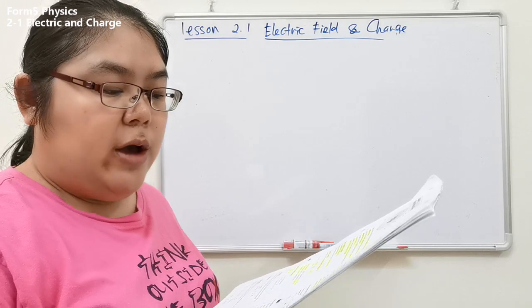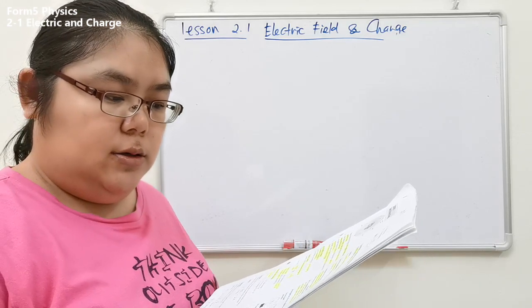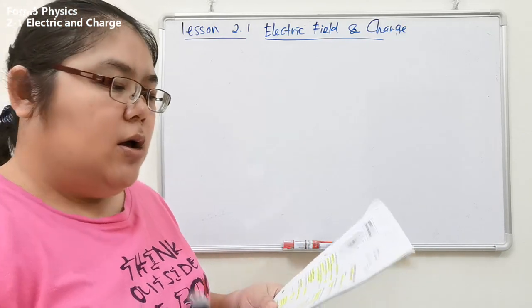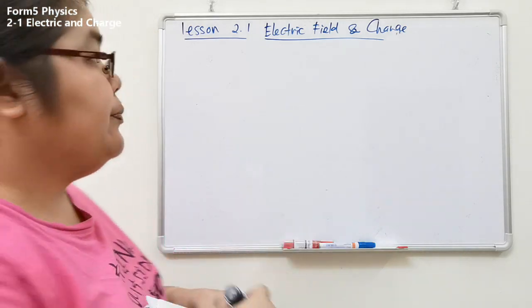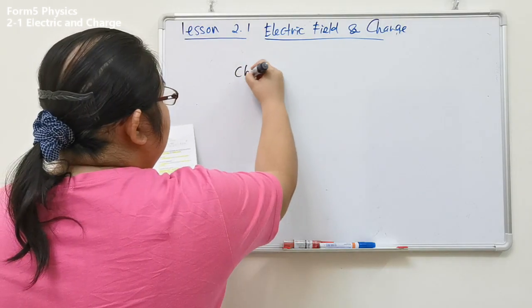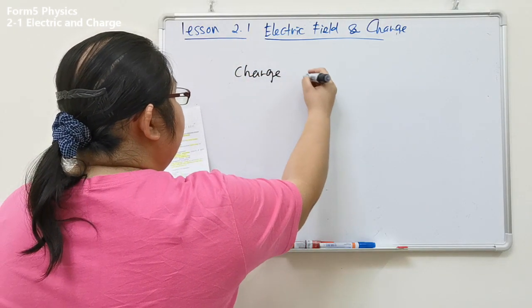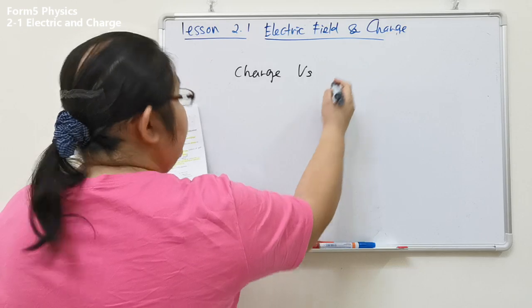From here we go to the manipulated variable and responding variable. Follow your notes. The aim is to investigate the relationship between the charge and the current.